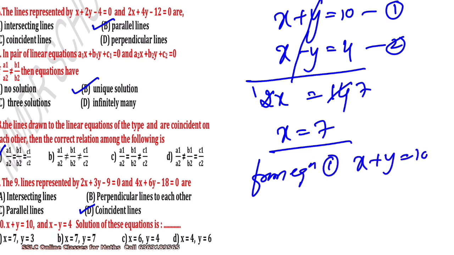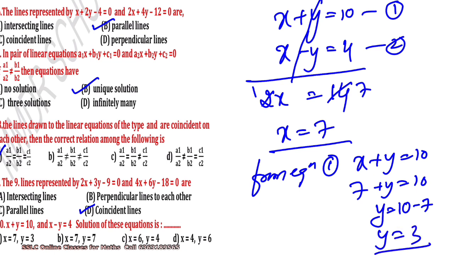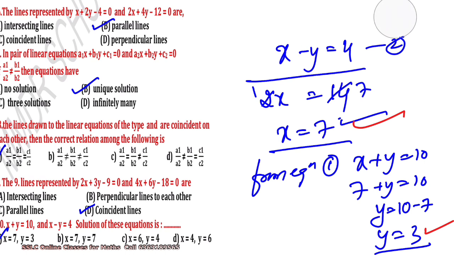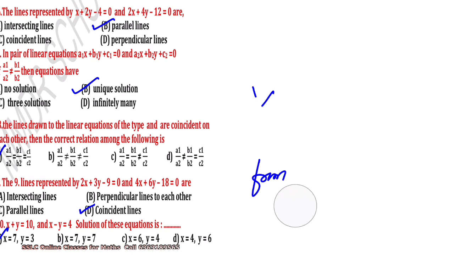From equation 1, x plus y equal to 10. X is 7, plus y equal to 10. Y is equal to 10 minus 7. Y is equal to 3. X value is 7. Y value is 3. So where is it? Option A. It is the right answer. Hope this is understood.